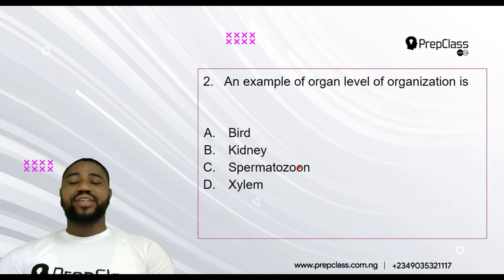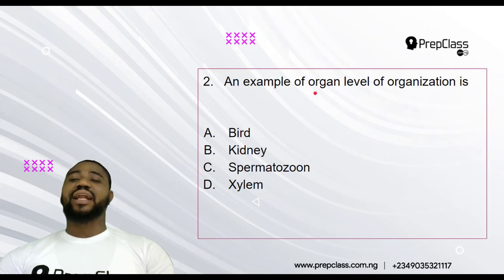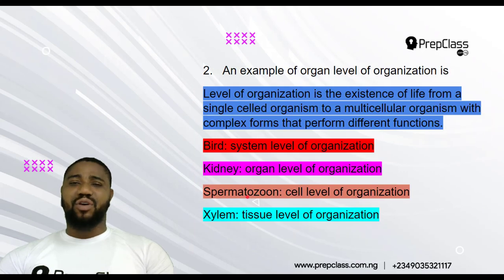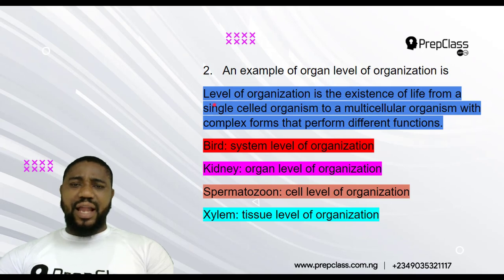Okay. Question number 2. An example of an organ level of organization is? Bed, kidney, spermatozoa, or xylem? What is organ level of organization? Or in short, what is level of organization? Level of organization is the existence of life from a single cell organism to a multicellular organism with the complex forms that perform different functions.